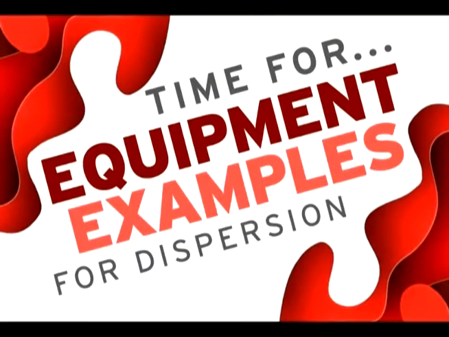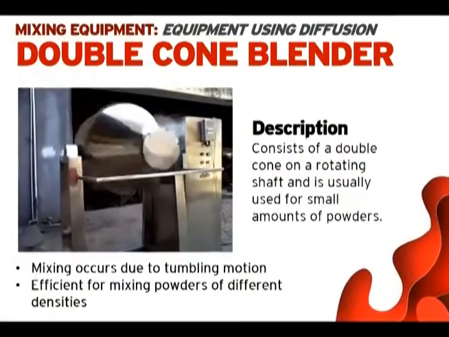For my turn of introducing equipment, we will talk about 3 pieces of equipment designed to primarily operate using diffusive mixing. These mixers typically operate by tumbling motion, since diffusive mixing operates by the creation of a fresh interface where the particles are introduced and interchanged. First, the double cone blender.